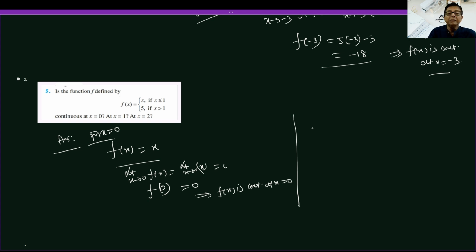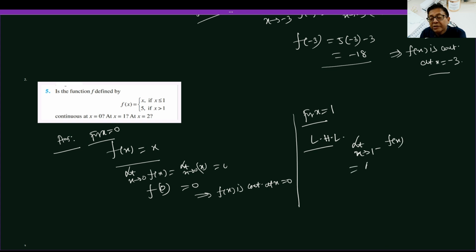At x equal to 1, you have to test the left hand limit, right hand limit, and functional value. For x equal to 1, the left hand limit is limit x tending to 1 minus f(x). Less than 1 is this part, so the value is 1. The right hand limit, limit x tending to 1 plus f(x), is for 5. It's a constant function, so put 5 over there.